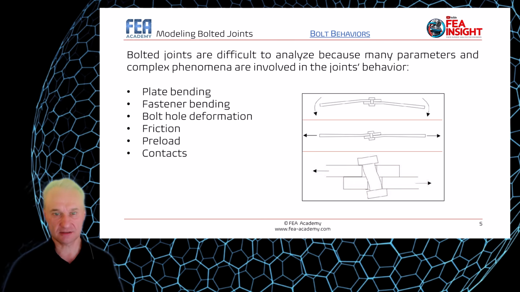So bolted joints are difficult to analyze because many parameters and complex phenomena are involved in the joint's behavior. We have the plate bending, the fastener bending, the bolt hole deformation, the friction effect, the preload on the fasteners, and contacts. So it is impossible to consider all these parameters in the structural analysis of a bolted joint. Okay, so it is necessary to reduce the problem by making assumptions and applying modeling rules.